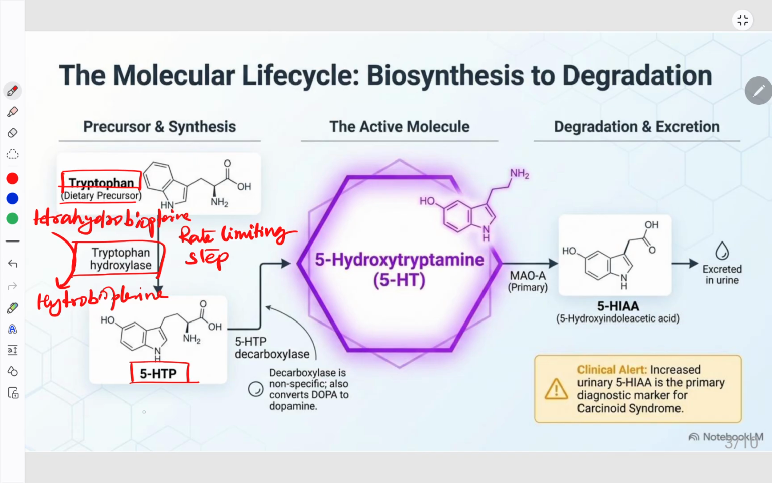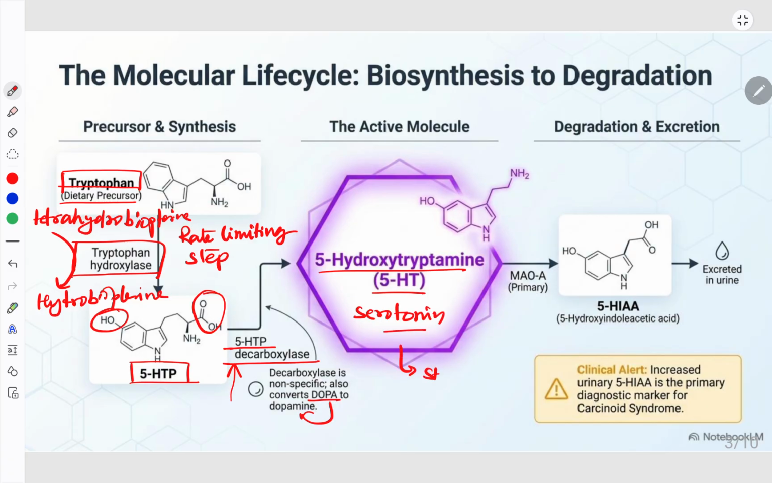After this rate limiting step, hydroxylation of the amino acid tryptophan takes place, and this hydroxyl group is added. This molecule undergoes decarboxylation by the enzyme 5-hydroxytryptophan decarboxylase. This is a common decarboxylase enzyme which is involved not only in the decarboxylation of tryptophan but also of other molecules, for example dopa, in the synthesis of dopamine. Once decarboxylated, the molecule is converted into 5-hydroxytryptamine, commonly known as serotonin.